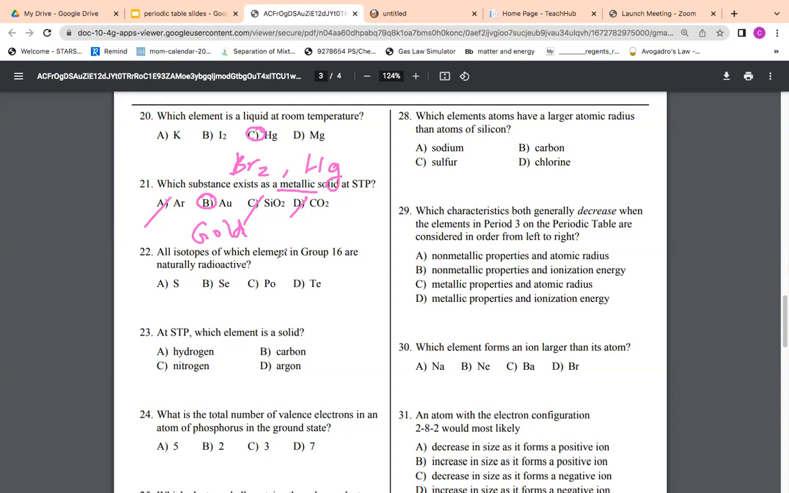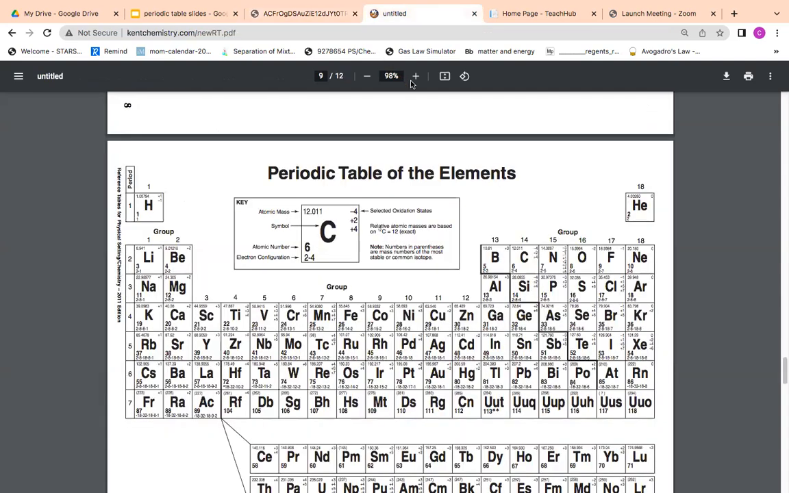22, all isotopes of which element in group 16 are naturally radioactive? This is actually going back to unit 5, which is nuclear chem, but also asking properties of elements in general, so it still has to do with unit 6 as well. They're saying group 16, which one is naturally radioactive?